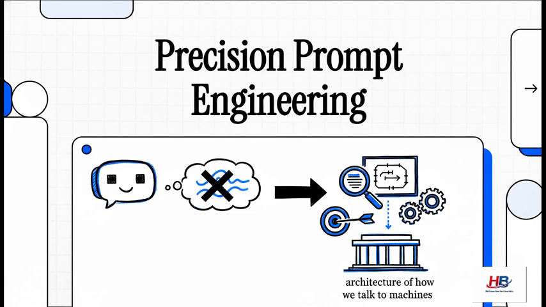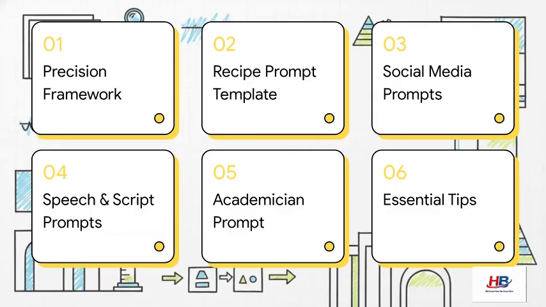We are transforming that frustration into laser-like precision by digging into the details of a really powerful framework. It's called the Application of Prompt to Specific framework. Basically, we're looking under the hood at the actual architecture of how we talk to machines. Let's jump right in. Here's our roadmap for today.